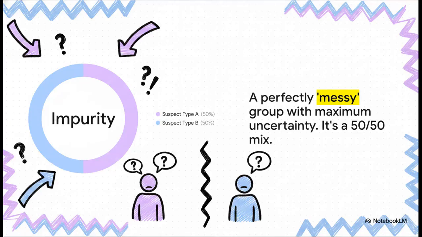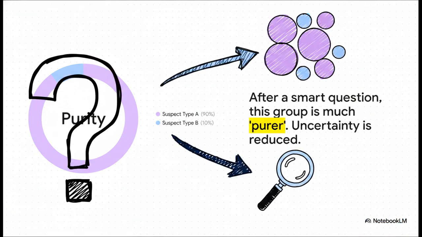So take a look at this. This is a perfectly messy group. It's totally impure. If we're trying to figure something out, a 50-50 mix is the definition of maximum uncertainty. We have no clue what's going on here. Picking one at random is just a coin flip. But after asking one smart question, we might end up with a new group that looks like this. Ah, much better. Now, 90% of the members fall into one category.